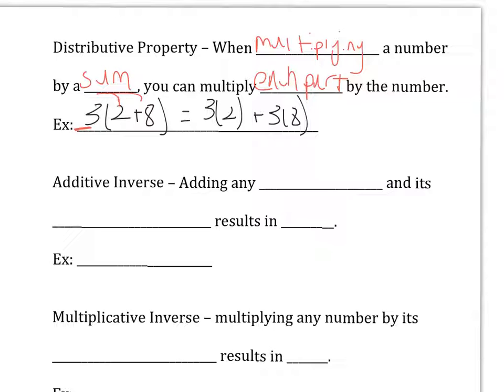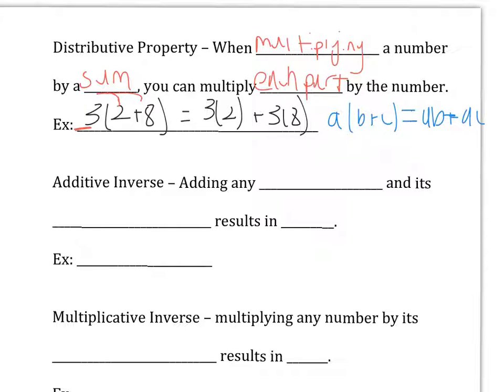This could also be written, if I used variables, for example, a times the quantity b plus c, and that's equal to a times b, which is ab, plus ac.